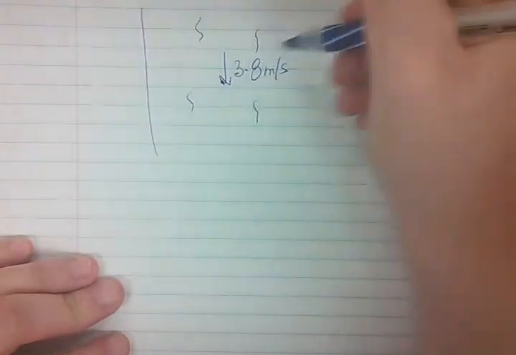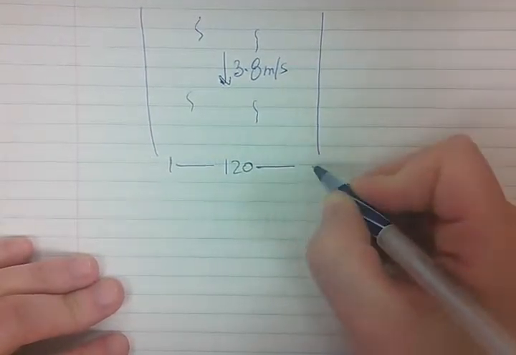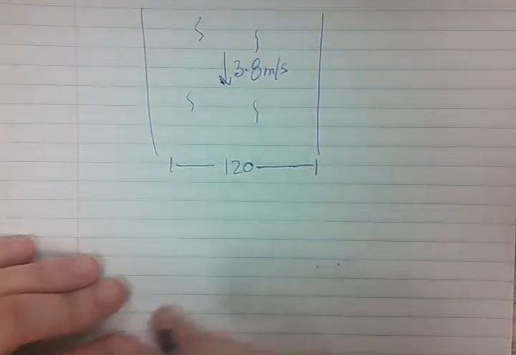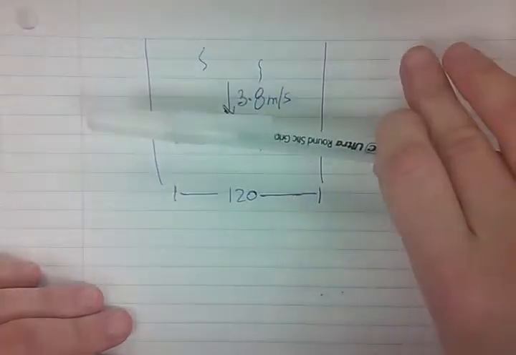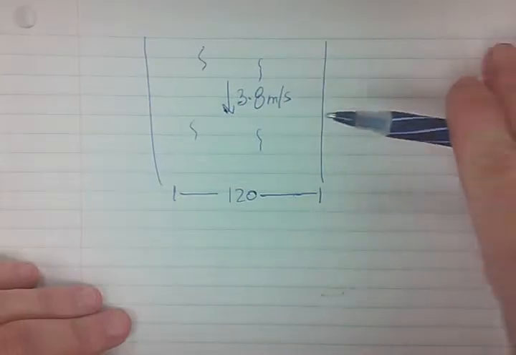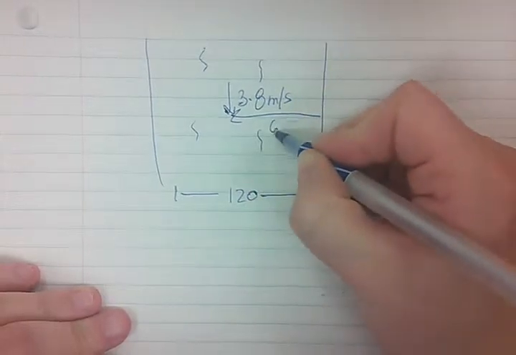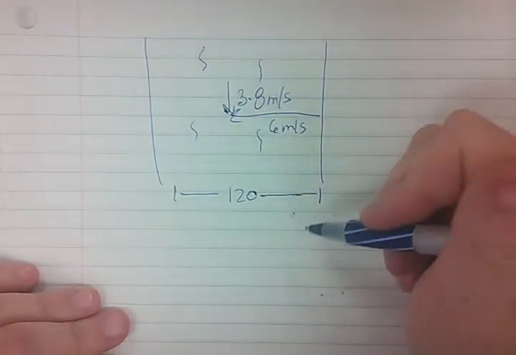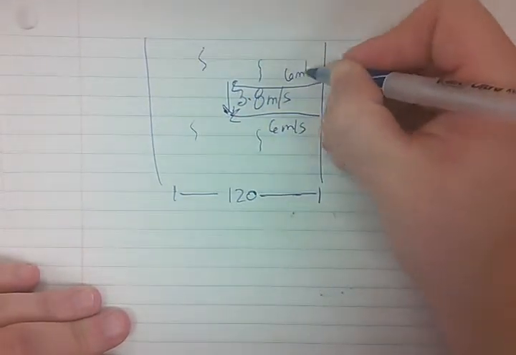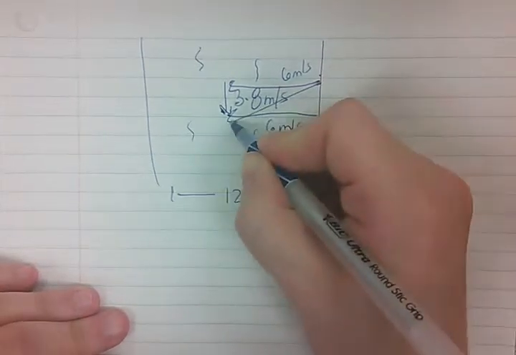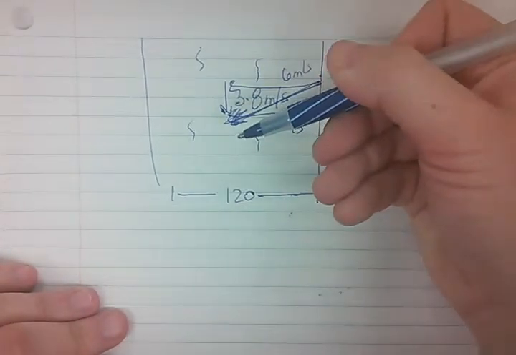And let's draw our river. We know that that's 120 meters wide. And we know that the motorboat is going to head that direction because it's heading west. So it heads 6 meters per second that way. Actually, I meant to draw the vector up here. Sorry about that. So basically, the 3.8 meters per second current is going to cause the boat to go in this direction.